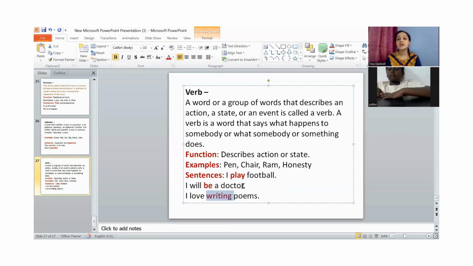So read out the verbs here for each sentence. What is the verb in the first sentence? I play football. Play. I will be a doctor. What's the verb here? Be. I love writing poems. Writing. Very good. Okay. So in today's class, we discussed the 4 important parts of speech. Nouns. Second one is pronouns. Third one is adjectives. And the fourth one is verbs.